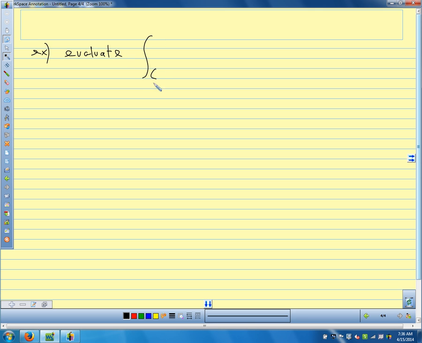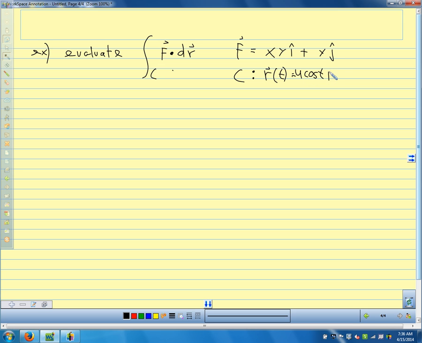So we want to evaluate the line integral c of f dot dr, where f is our vector field, xy i hat plus y j hat, and c, our curve, is given by this vector valued function, cosine t i plus 4 sine t j, for 0 less than or equal to t less than or equal to pi over 2.